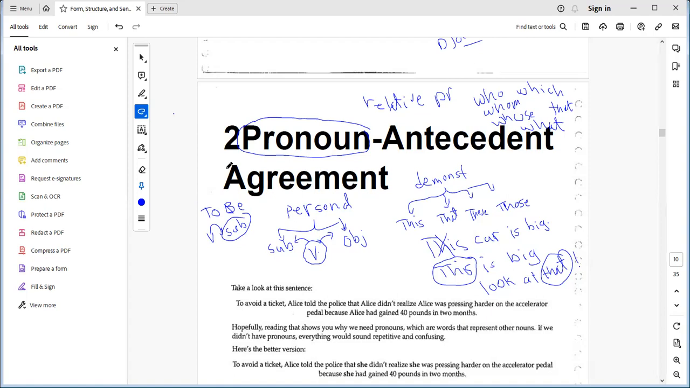Okay, as we said, Muhammad sits in a cafe. We can't say she, it must be he. Why? Because the antecedent here is Muhammad. This is clear for personal pronouns.